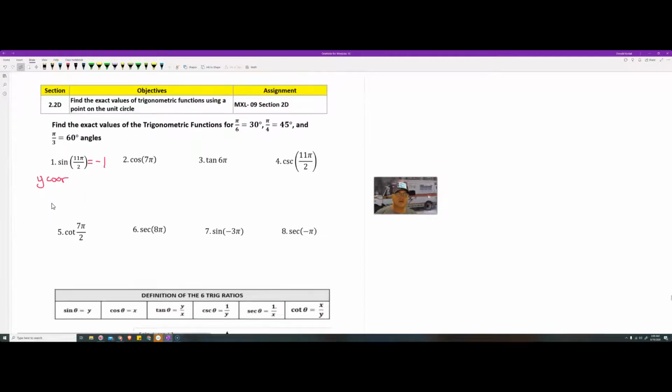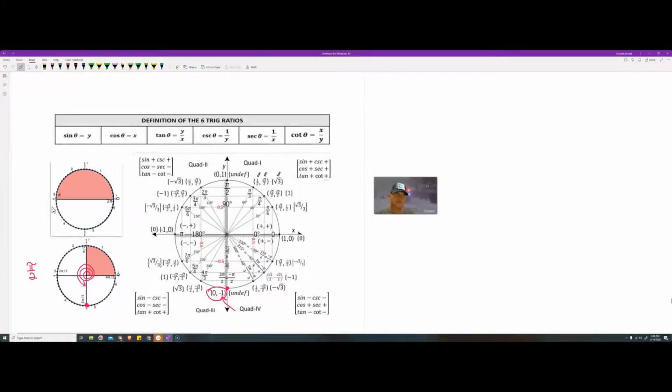Okay, the cosine of 7 pi. Well, cosine is the x-coordinate. If I'm counting by pi units, I'm counting halves. This top half is 1 pi. So I'm going to count 7 of those: 1, 2, 3, 4, 5, 6, 7. So I would land over here. That's where I would finish wrapping. And when I look at that, the x-coordinate is -1.